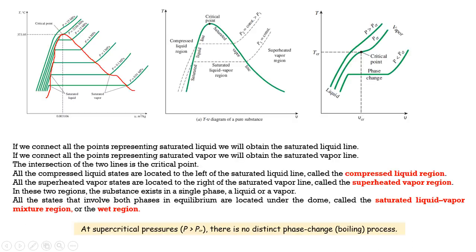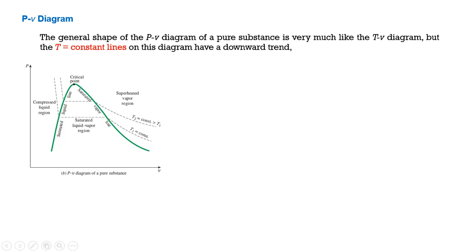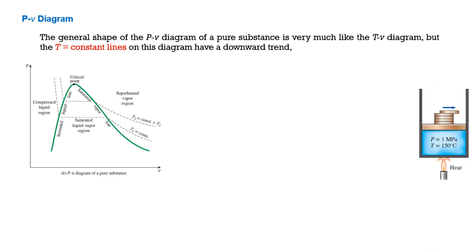In the previous diagram, the TV diagram, you can see this is the phase change process. The dotted line represents the phase change process. But here, in the PV diagram, the dotted line represents the constant temperature line. Same concept, but temperature remains constant here. In the TV diagram, pressure remains constant. In the PV diagram, temperature remains constant.